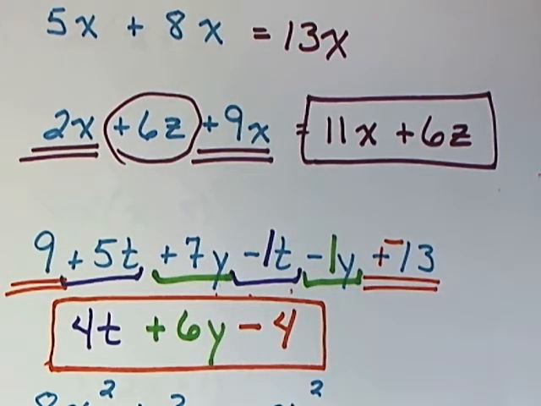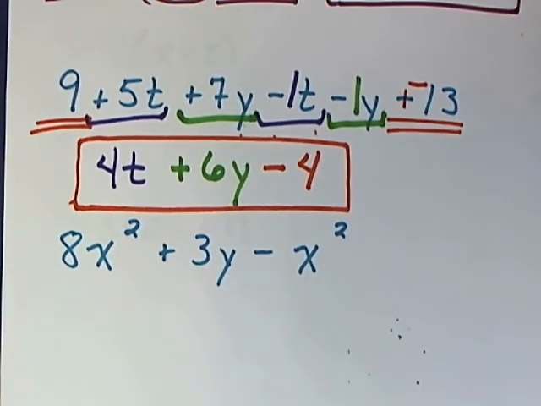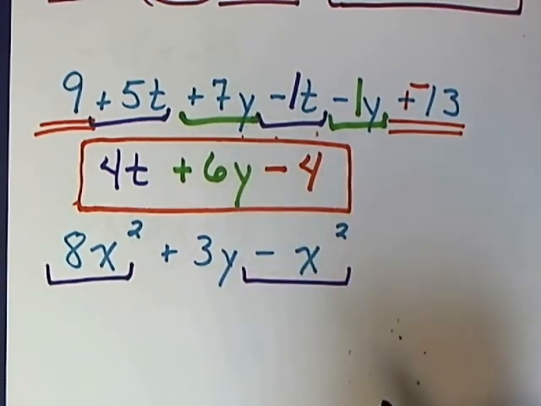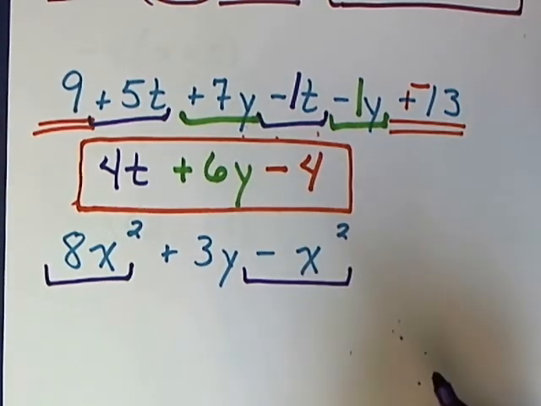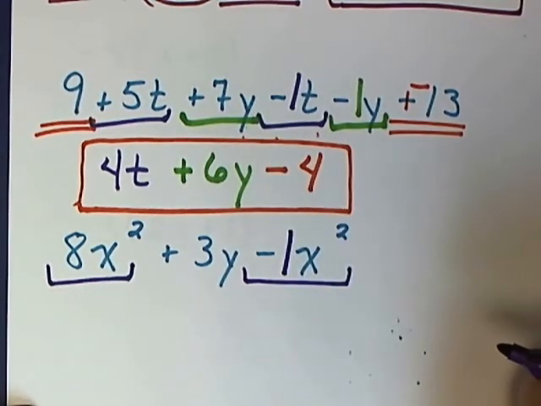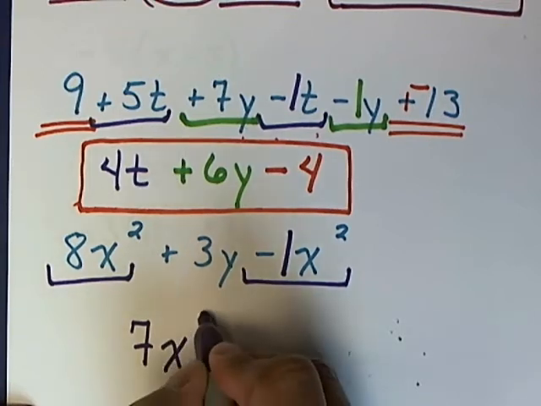And that's okay. Let's do one more. What if I had 8x squared plus 3y minus x squared? Once again, look for your like terms. X squared, 8x squared, and a negative x squared. Those both have x squared, so that's the same letter and the same exponent. Once again, the number in front, if there's nothing there, is a 1. So 8 minus 1 makes 7x squared.